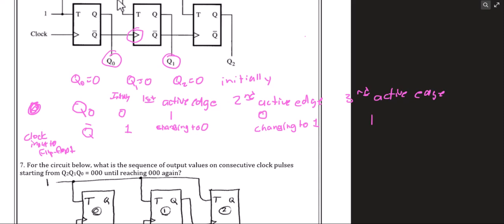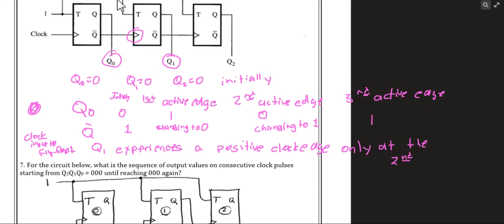So what that means is for Q1, Q1 experiences a positive clock edge only at the second clock edge, because its input is not the clock, its input is Q bar.